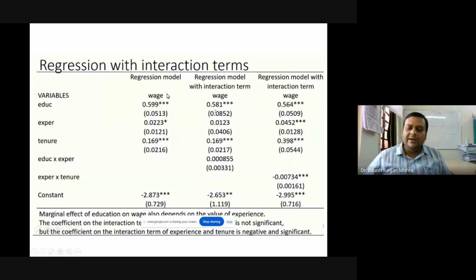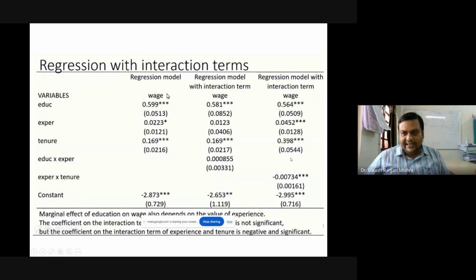Otherwise, people mechanically interpret that education was previously positively significant, now also positively significant, but experience loses its significance level, and the interaction term is also not found to be significant. But that does not make any sense. The interaction term is important, and wherever it is found to be significant, there only you have to interpret it.